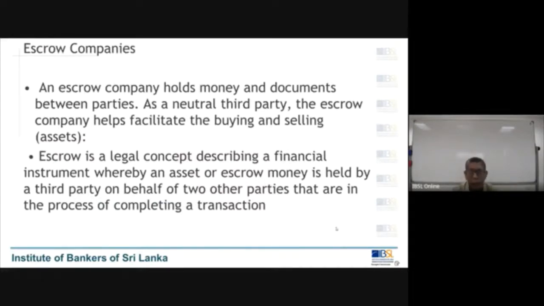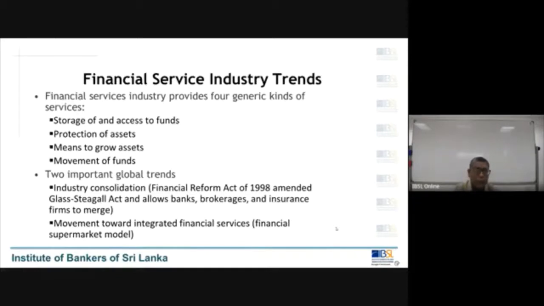Then we have another method we call escrow companies. An escrow company holds money and documents between parties. As a neutral third party, the escrow company helps facilitate buying and selling assets. It is a legal concept describing a financial instrument whereby an asset, such as escrow money, is held by a third party on behalf of other parties that are in the process of completing a transaction. It's like a trustee, right? Escrow, okay.